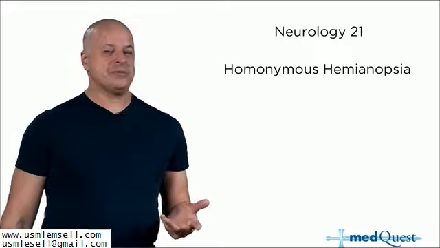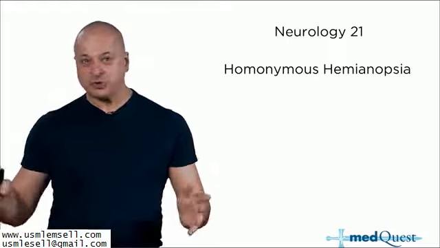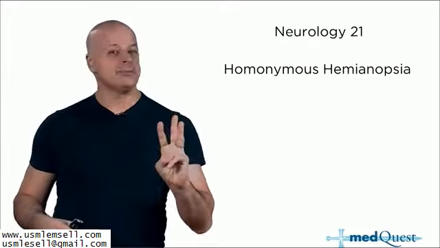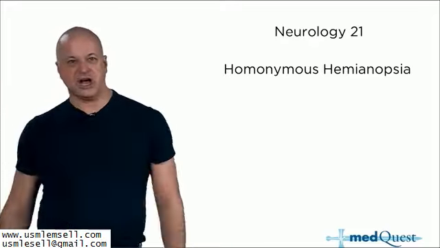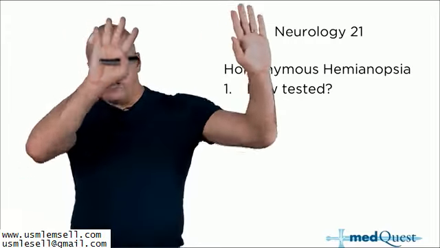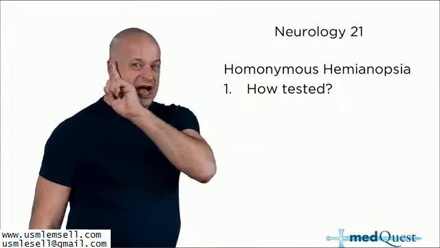Homonymous hemianopsia means that you lost half, hemi, of the visual field of each eye. Anopsia: hemi, half; a, without; opsia, vision. Hemianopsia means half the visual field of each eye. Homonymous means it's on the same side. You're losing the left side of the visual field of each eye, or the right side of the visual field of each eye. Half the visual field can't be seen, but it's on the same side of each eye.